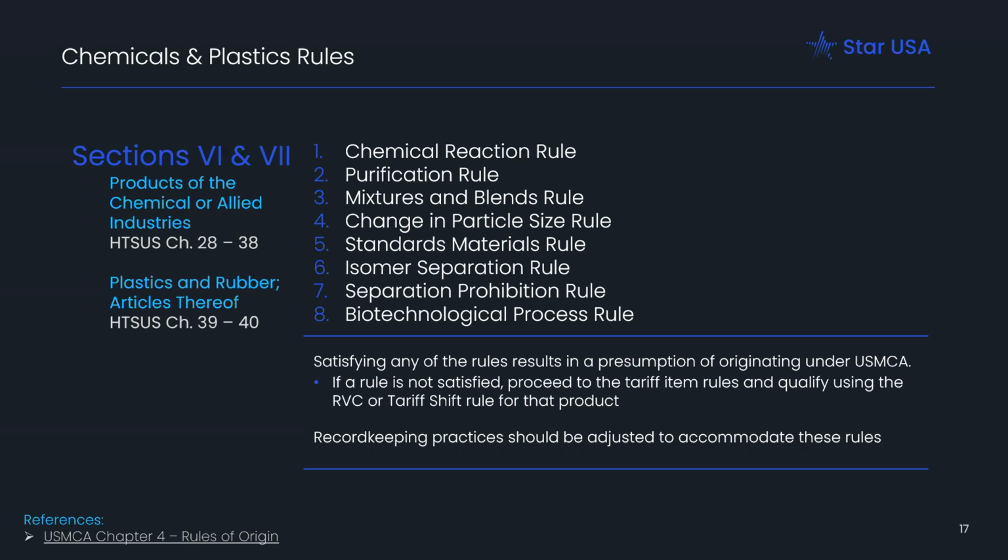Definitely read those notes that I mentioned earlier, because it will specify which ones you're allowed to use and in which circumstances. Under these rules, if you meet the chemical reaction rule or the mixtures and blends rule or any one of these, you have a presumption that your good is originating under NAFTA, even without having to look at the regional value content or the tariff shift requirements. So these rules actually create more opportunity for you to become eligible.